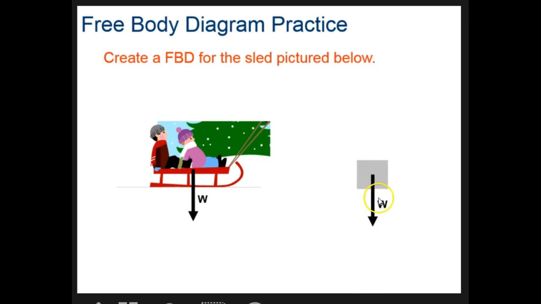So here's another thing. You might use W for weight instead of force of gravity. Those are the same things. We also have the force of friction. If the sled is being pulled this way, friction always goes in the opposite direction. So draw this on your diagram. Would you expect the force of friction to be equal to the weight? No, this is probably smaller.